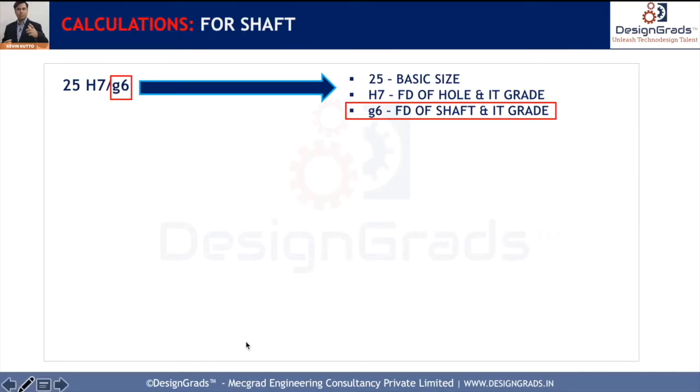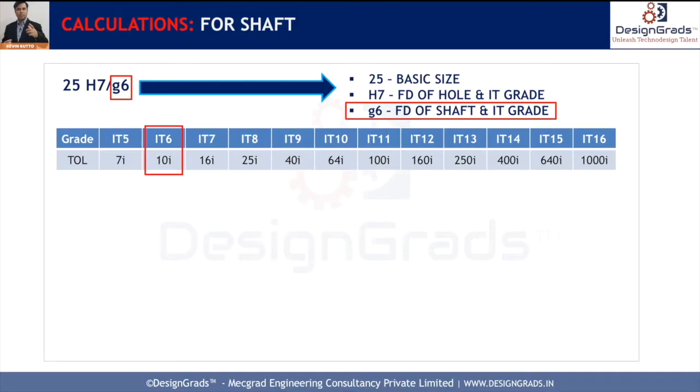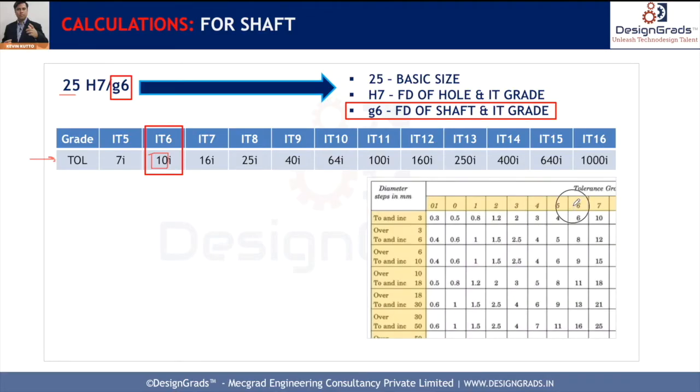In case of the shaft, what is the IT grade here? 6, right? So for IT grade 6, we have to use 10i as the multiplication factor. Now obviously the size is below 500, so that's why we have to use the small i formula. If it is more than 500 basic size, then we have to use the capital I formula. You already know that. So again, we have to see in IT grade 6, and the basic size falls into this 18 to 30 range, right? And if you go here, you are going to get the tolerance directly, 13 microns, right? So let's calculate it and verify.